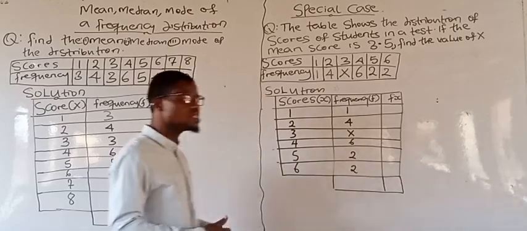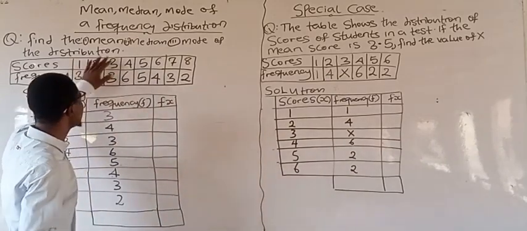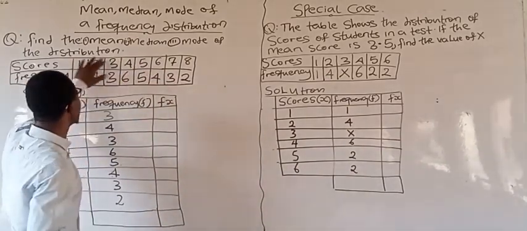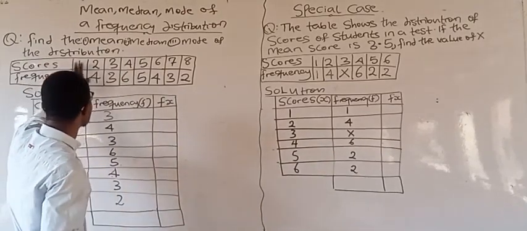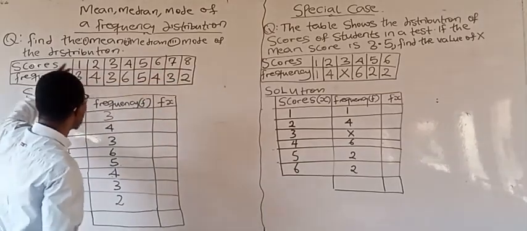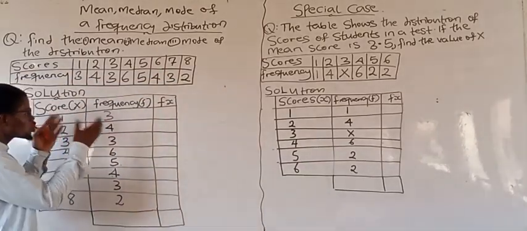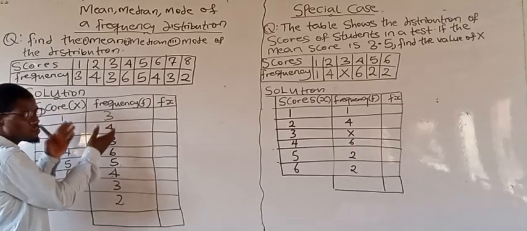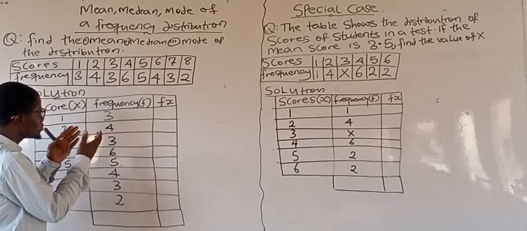Now let's get down to business. If you look at this question closely, we are asked to find the mean, median, and mode of the distribution. We are given the scores, and we are given the frequency. We are given the numbers under the scores, and we are also given numbers under the frequency. Now, study this table carefully. What did I say? Make sure you study this table carefully.